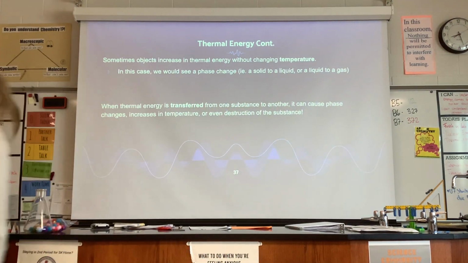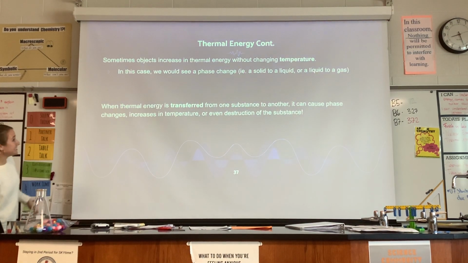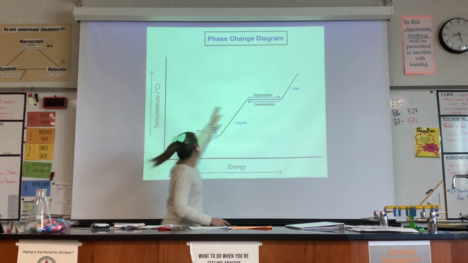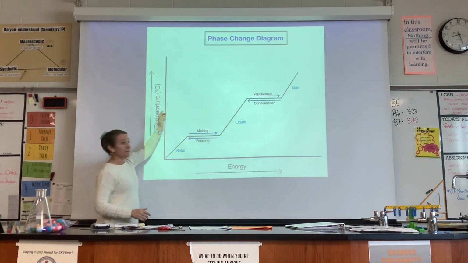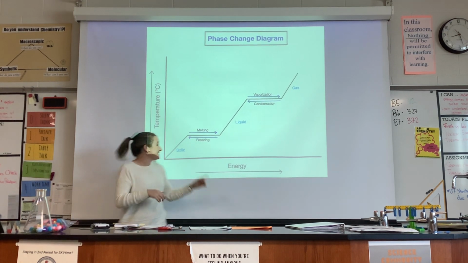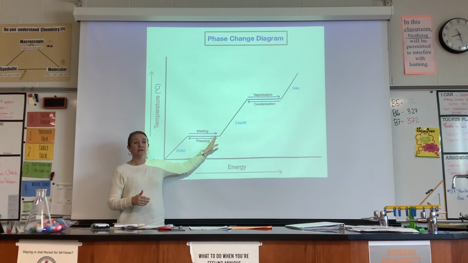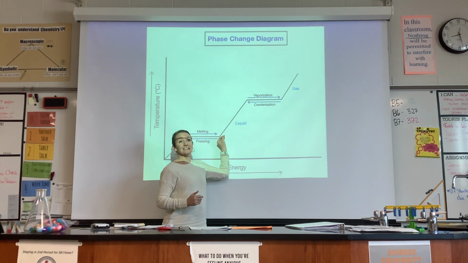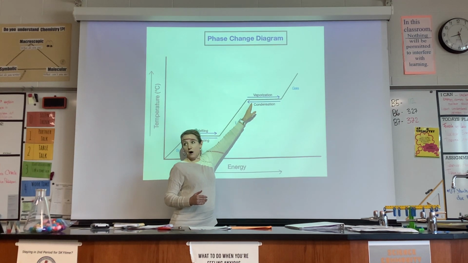So during a phase change, we see constant temperature. So notice this is temperature. So temperature stays constant during a phase change. Same thing happens while it's melting. While it's melting, it doesn't actually get any hotter. Once it's all melted, then the liquid can get hotter.